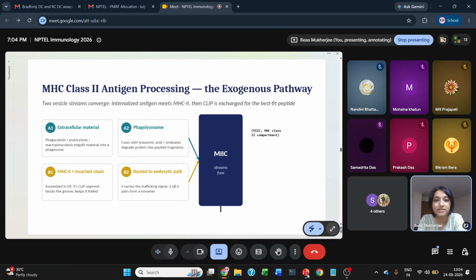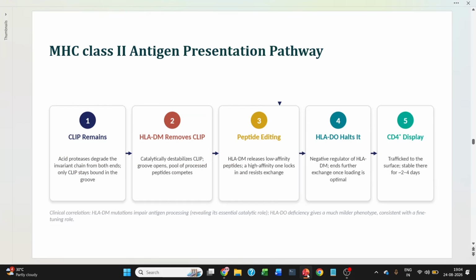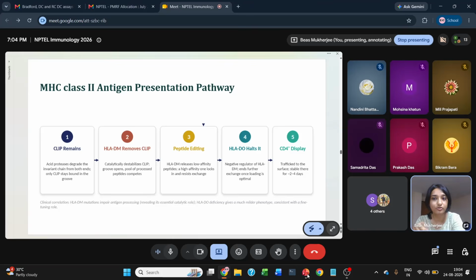See what happens. They are basically merging. The two vesicle streams converge, internalized antigen meets the MHC2, and then the clip is exchanged for the best fit peptide. This is called the MHC Class II compartment or MIIC. That is where this merging happens. Now, how does this merging happen? There are some proteins involved in this merging process also.